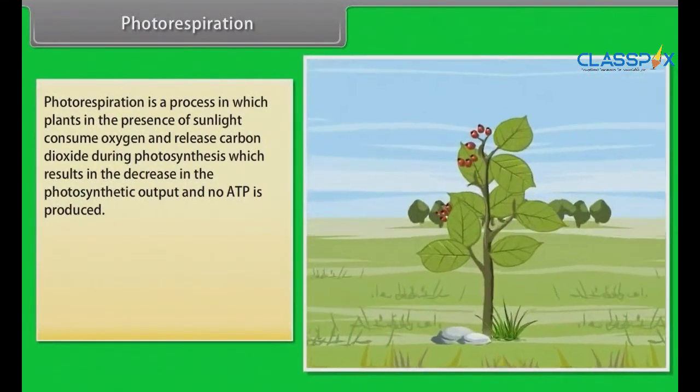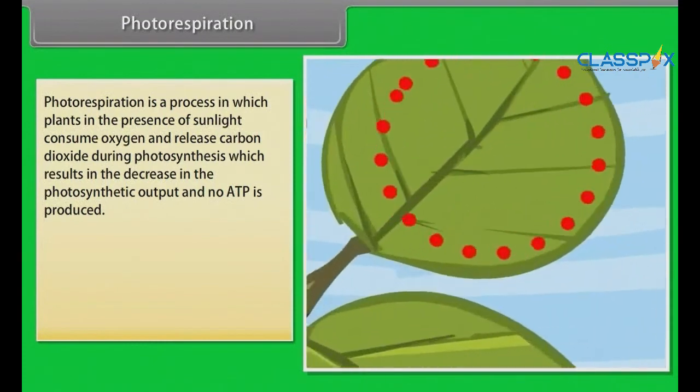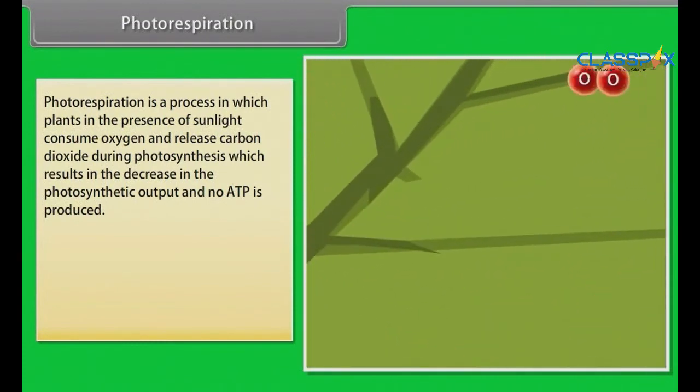Photorespiration. Photorespiration is a process in which plants, in the presence of sunlight, consume oxygen and release carbon dioxide during photosynthesis, which results in the decrease of photosynthetic output and no ATP is produced.